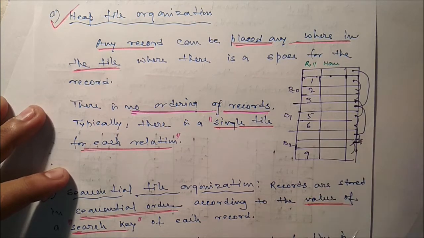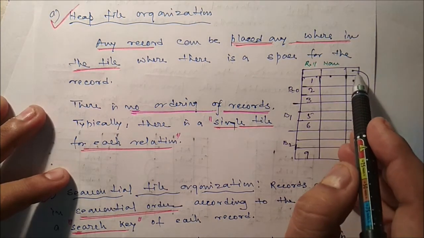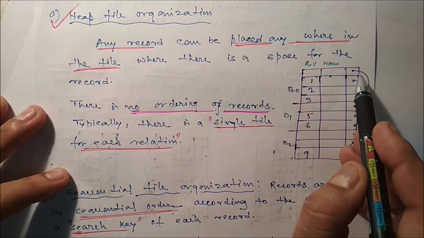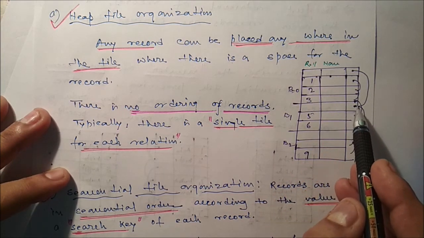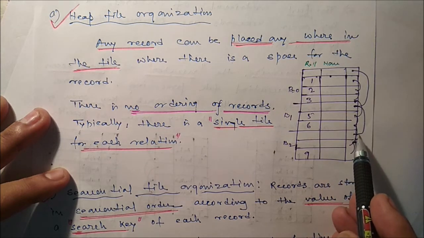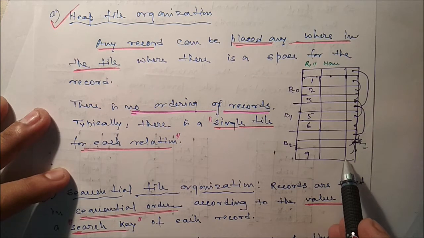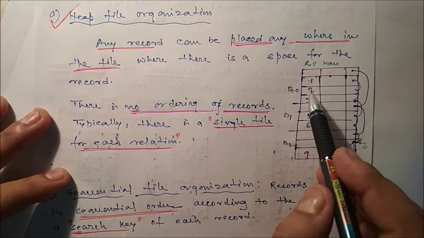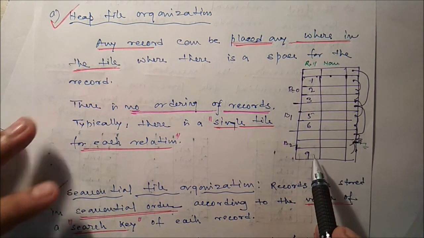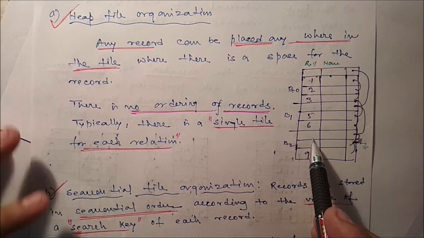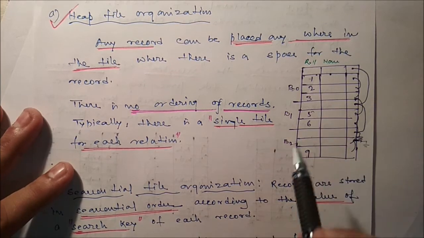Here we can see this one. This is a free slot. This is the header of the file. The next free slot is this one, and the next free slot is this one, and the next free slot is this one. After that there is no free slot, and the records are in here. These are the records present in this particular file. So in a heap file organization, we place the data anywhere in the file.